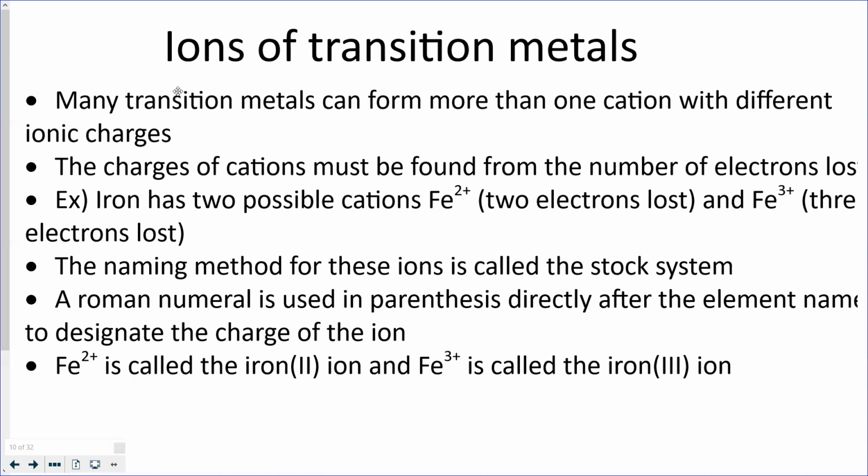In the stock system, we use a Roman numeral in parentheses right after the element name, right after the name of the metal. And this is used to designate the charge of the ion. So the Fe+2 is referred to as the iron 2 ion with that 2 in parentheses. And the Fe+3 is referred to as the iron 3 ion with the 3 in parentheses afterwards.